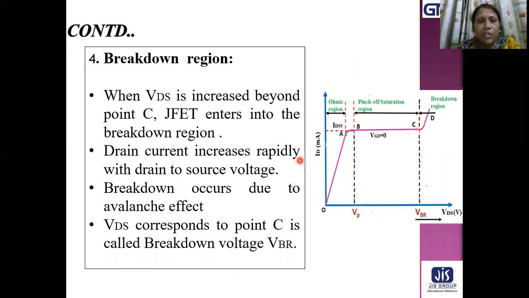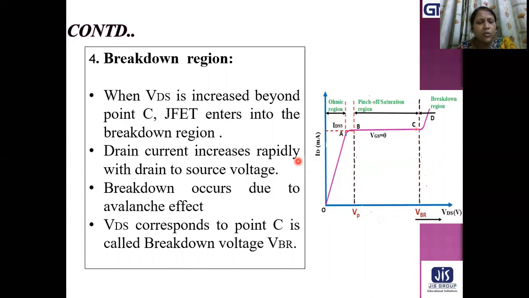Now, the breakdown region. If VDS is increased beyond its value corresponding to point C, called the avalanche breakdown point, the JFET enters the breakdown region where ID increases excessively. This happens because the reverse biased gate-channel PN junction undergoes avalanche breakdown, when even small changes in VDS produce very large changes in ID.